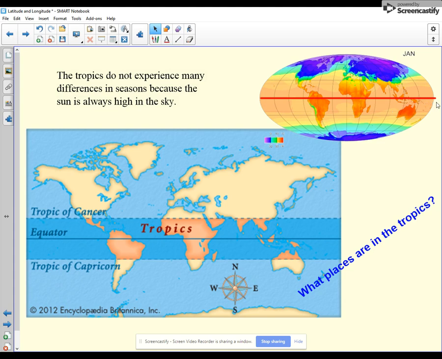That's going to be the hottest. And as I get farther and farther up north, it gets colder and colder. Same thing if I head from the equator south, it's going to get colder and colder, and that's where you see the purple color in the North Pole and in the south.